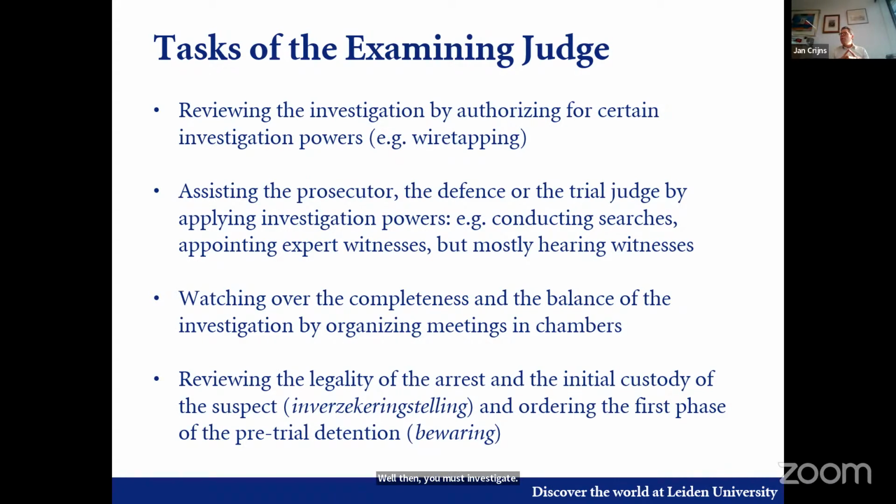Well, the pre-trial judge can watch over the completeness and the balance of the investigation by organizing meetings in chambers, regiebijeenkomst. He may ask the public prosecutor and the defense to come to his office and say, well, what do we have in this case? What are you doing, public prosecutor? What is the investigation going to? Is all information that must be investigated actually investigated, also information which is in favor of the defendant? So the impartial examining judge may influence the investigation a bit by balancing between the interest of the criminal investigation and the interests of the accused.